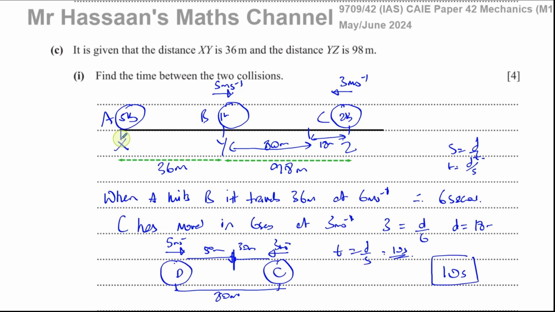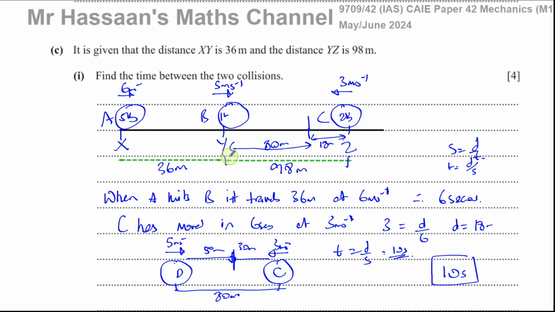All right. So basically, it's a bit of a complicated one. First, A hits B. It takes 6 seconds for A to hit B because it's traveling at 6 meters per second. For 36 meters, that's 6 seconds. In that same 6 seconds, C has been moving towards B. It's been moving towards this point Y. So in 6 seconds, it moves 18 meters. So there's 98 meters between them.